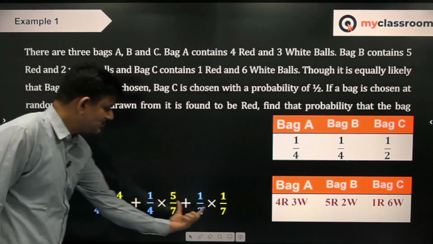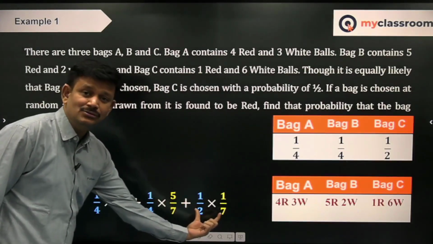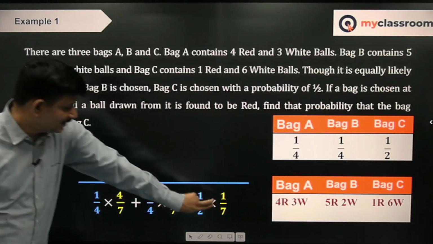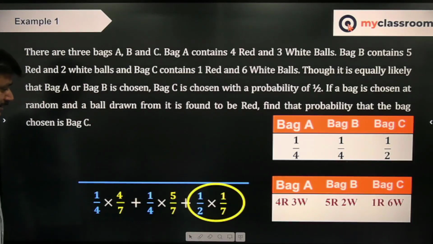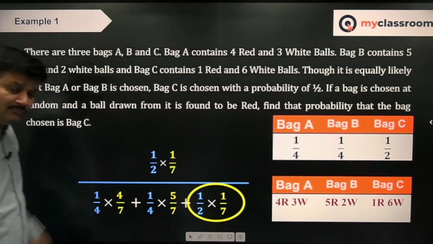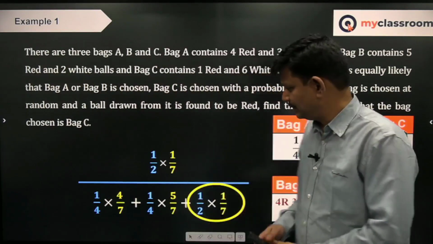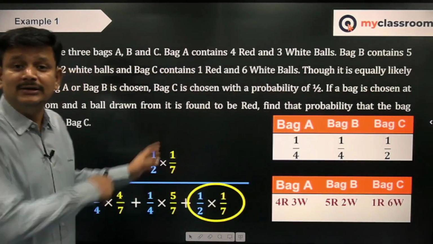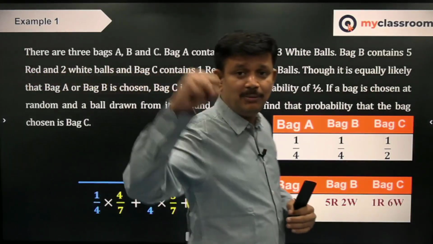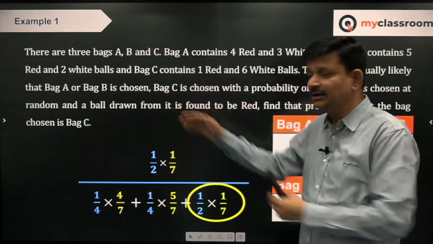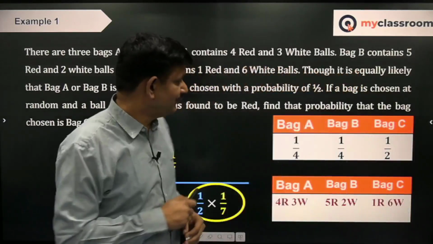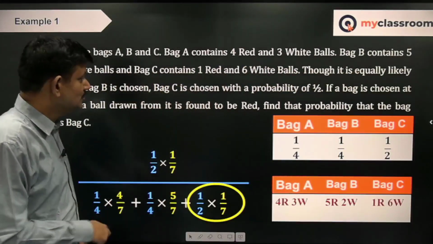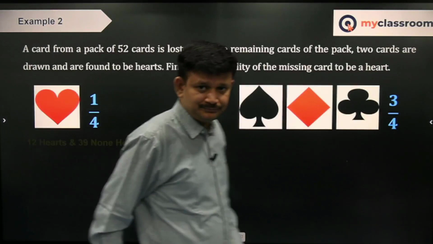So what is the element corresponding to bag C? 1 by 2 into 1 by 7. So this I have to put in the numerator. This is the result. So simple cancellation, 7 and 7 get cancelled, and this is the answer: given that the final ball is red, the probability that the chosen bag is C. So whenever the final outcome is given and you are finding the probability of an intermediate, that is when you use Bayes' theorem. Let's look at the next question.